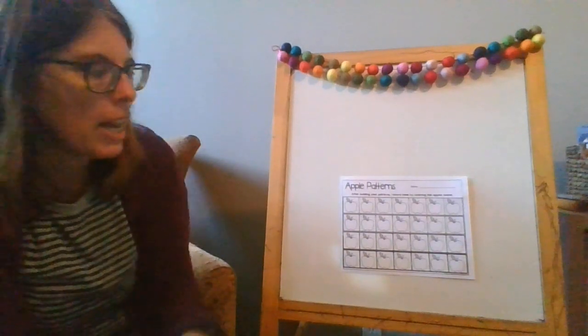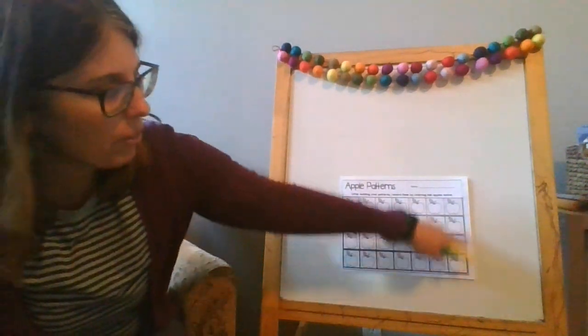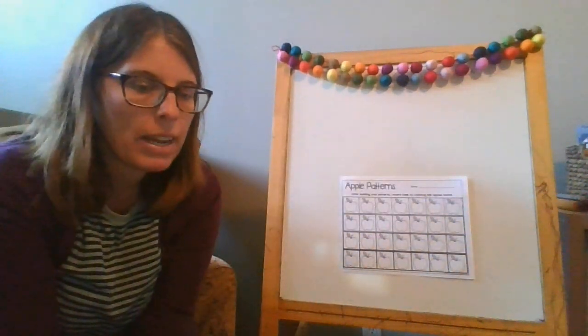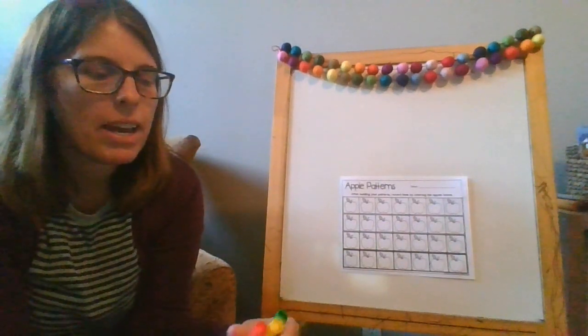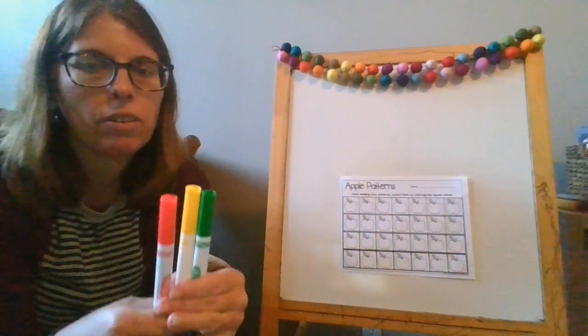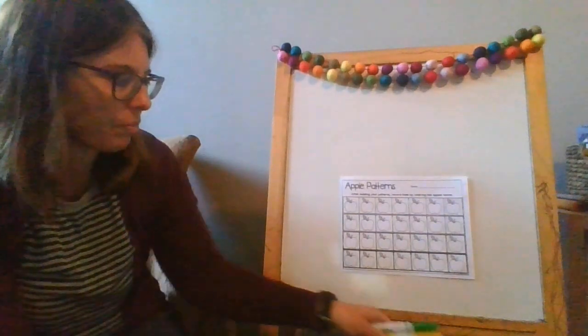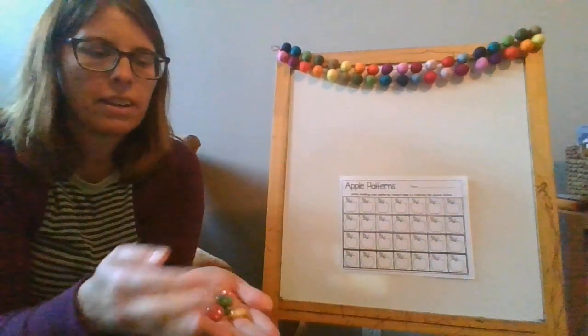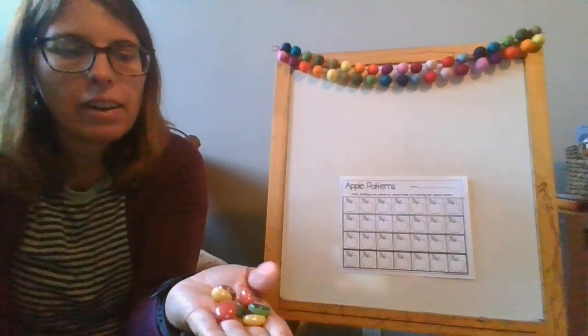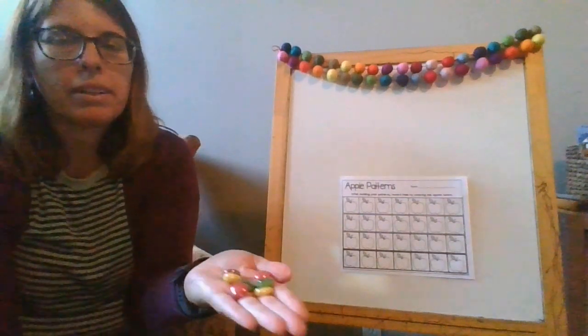So what you'll need today is this paper with the apples on it. So you'll have to print that out. You'll need a red, yellow, and green marker. And you'll need red, yellow, and green gems. Okay. So that's what you'll need for our math today.